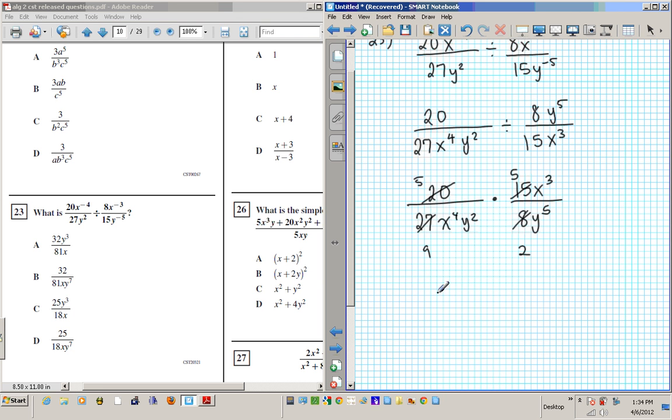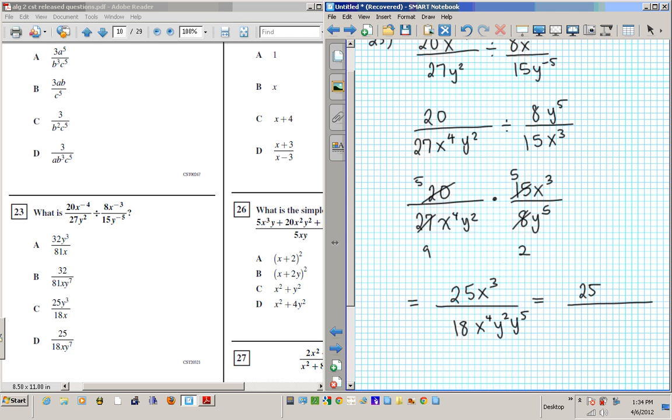When you multiply across, you're going to have 25 x to the third in the numerator, because 5 times 5 is 25, x to the third, divided by 9 times 2 is 18, x to the fourth, y to the second, y to the fifth. Okay? Alright, that's now going to become 25.